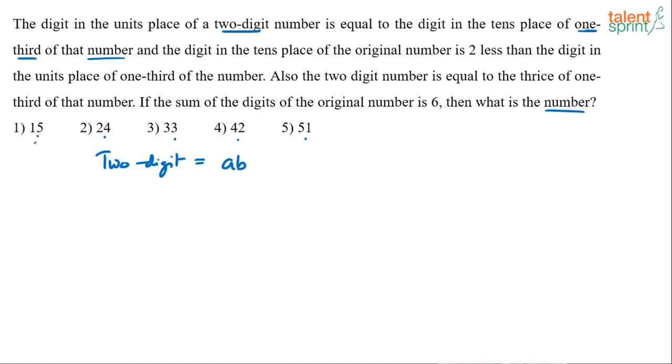What is one-third of 15? It is 5. One-third of 24, 8. One-third of 33, 11. One-third of 42, 14. One-third of 51 is 17. So now I have the two-digit numbers and the one-third of those numbers. So, look at the conditions.